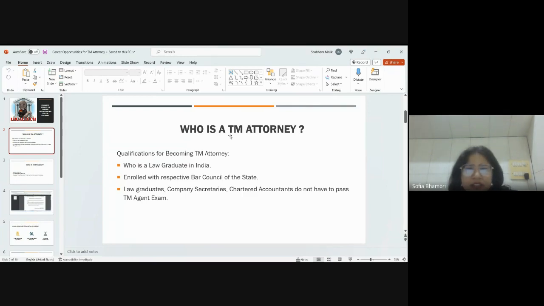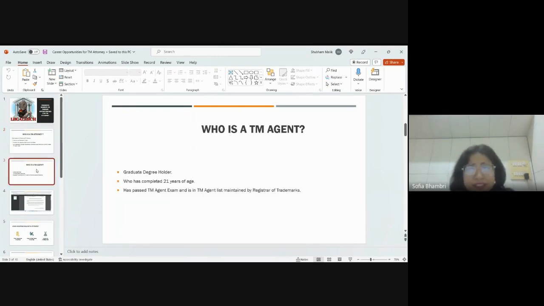There are two ways for venturing into the basics of the IP field. One way is becoming a TM attorney. The second way is that you clear your trademark agent exam and become that. Right now, it's not that necessary to discuss the TM agent, but to shed more clarification, the purpose of disseminating knowledge is that it must flow from you to other people also, right? So today, if you know something extra or different, it may help others also. So let's discuss, for our knowledge's sake, who a TM agent is also.